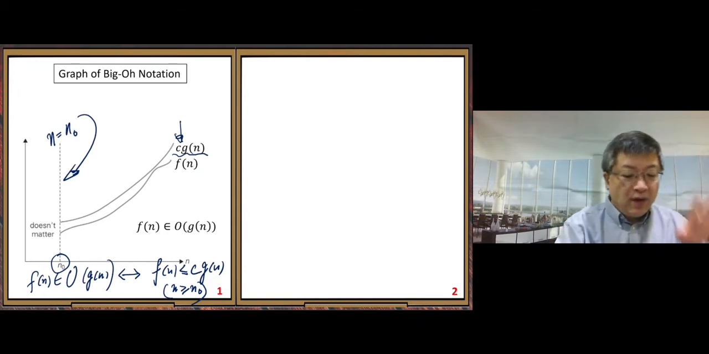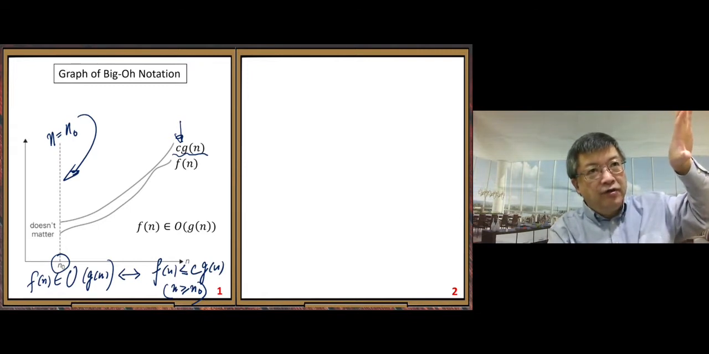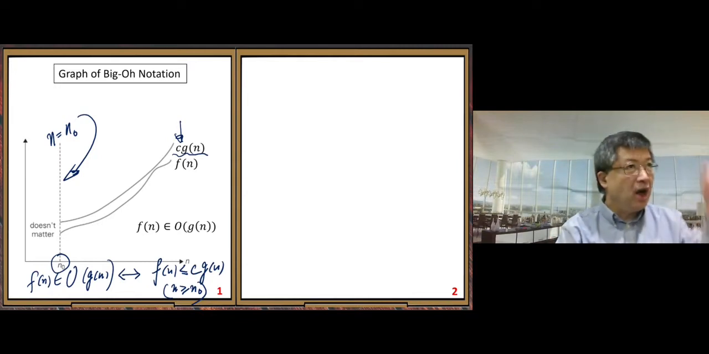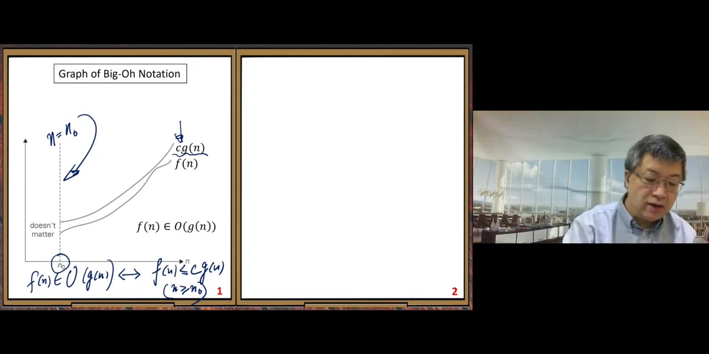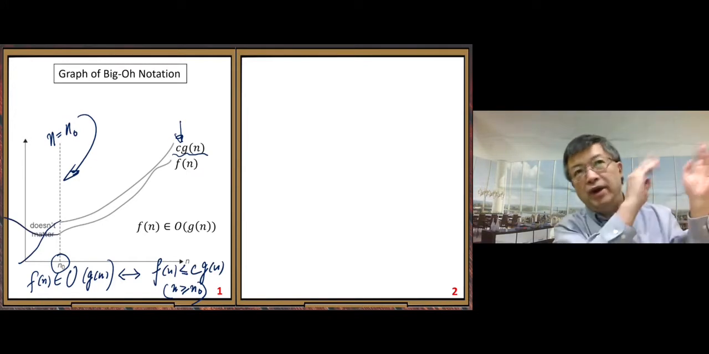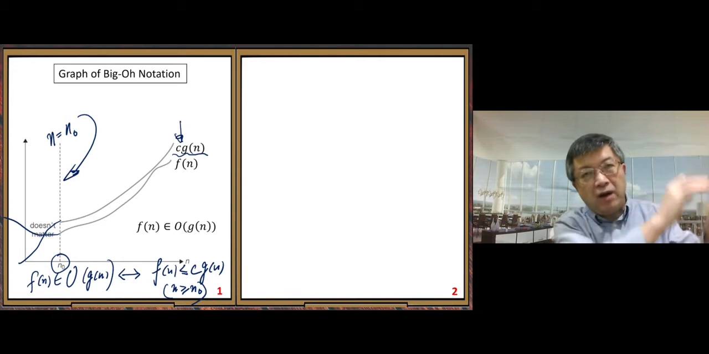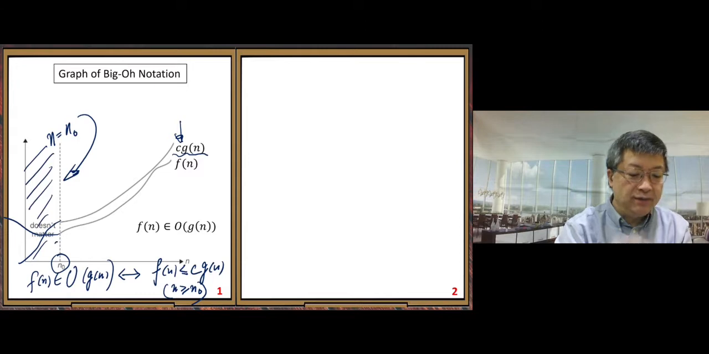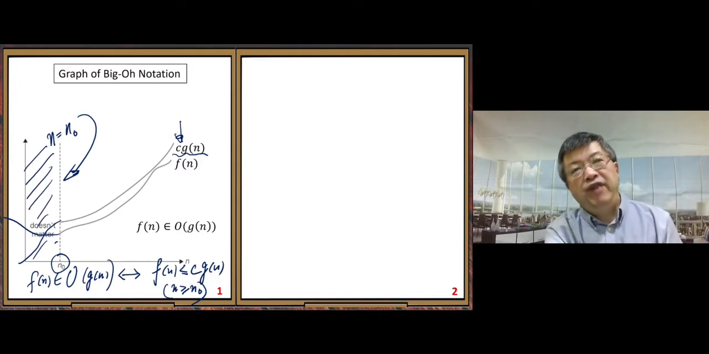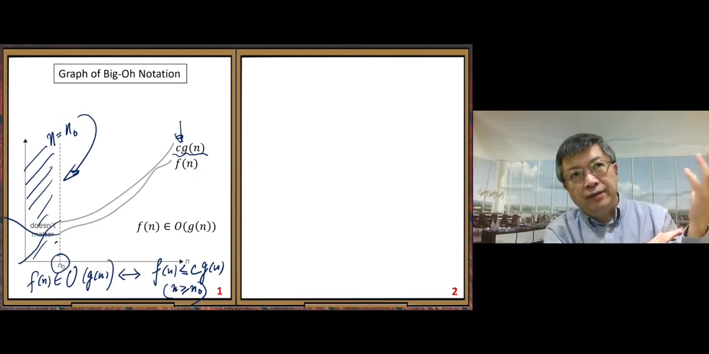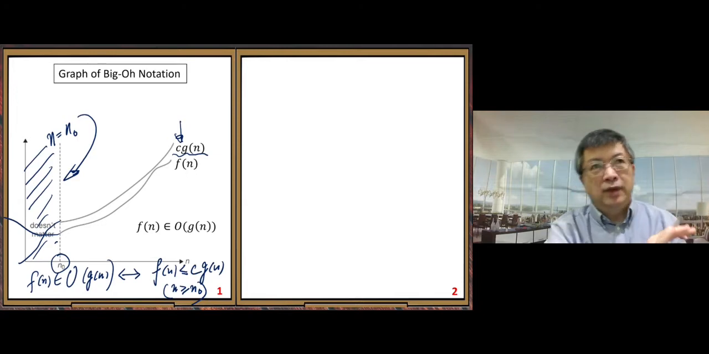But on the left-hand side of the vertical line, it doesn't matter which one is larger, which one smaller. Even if you may have things like that, don't worry. We don't look at that part, because that part is affected by the overhead. So we're fine. We don't treat that part seriously. We ignore that part. Okay?